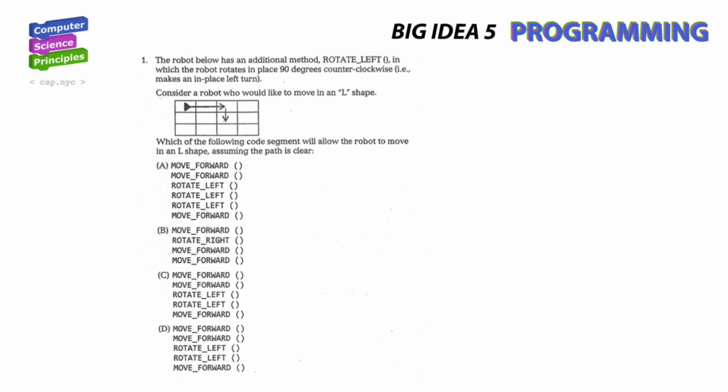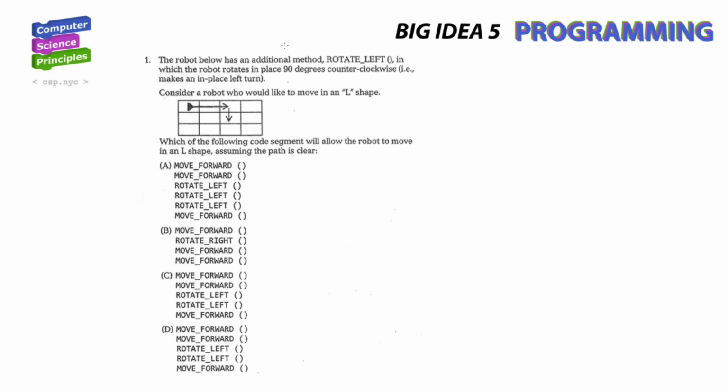So this type of question requires us to visualize what's going to happen. So it says the robot below has an additional method, rotate left, in which the robot rotates in place 90 degrees counterclockwise. So it's going to make an in-place left turn. So here it shows us the maneuver. It says which of the following code segments will allow the robot to move in an L shape assuming the path is clear. So at the moment it's right here.